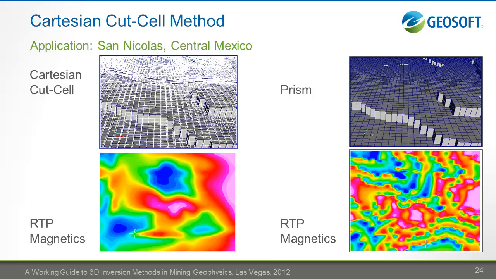If I use the Cartesian cut cell method, which I'm showing on the left here, what you can see on the top is the prism approximation, and drawn over that in wireframe I've shown cut cells which will be used to more accurately represent the terrain. When I use that approximation I get an RTP response which is free of these annoying modeling artifacts which are present in the prism model.